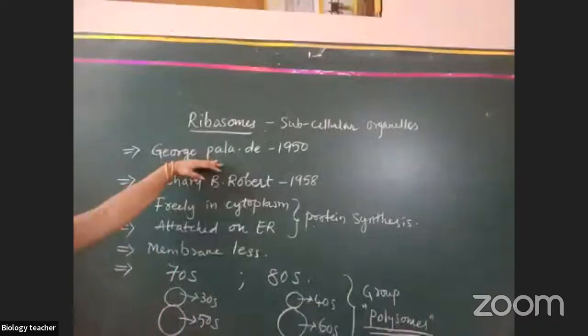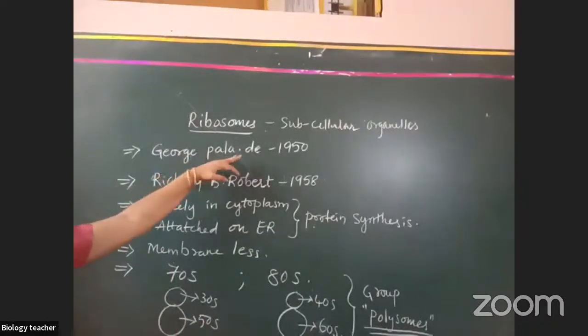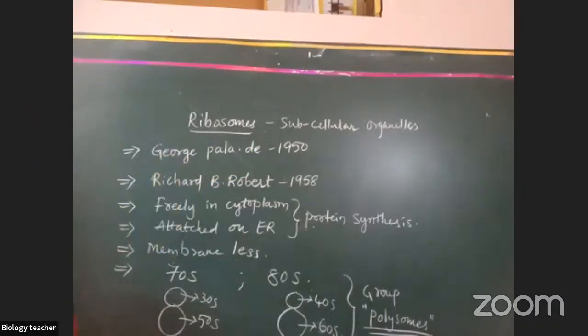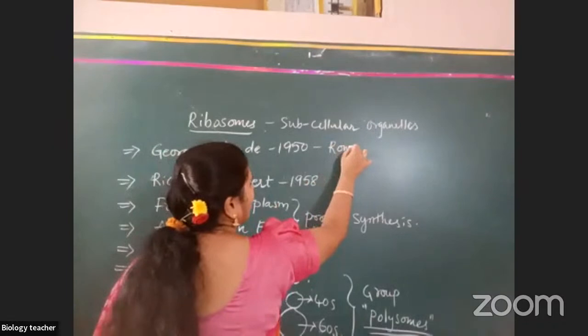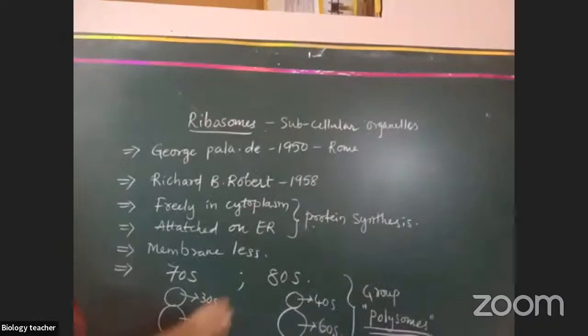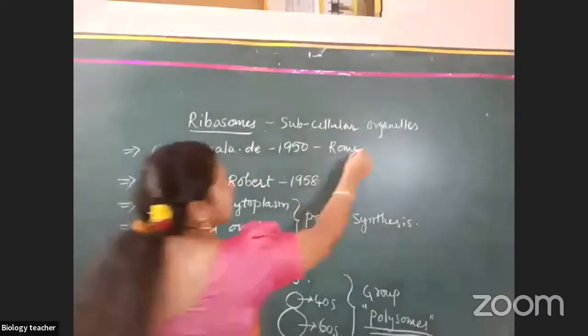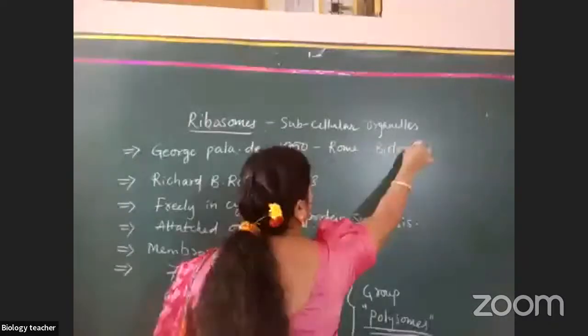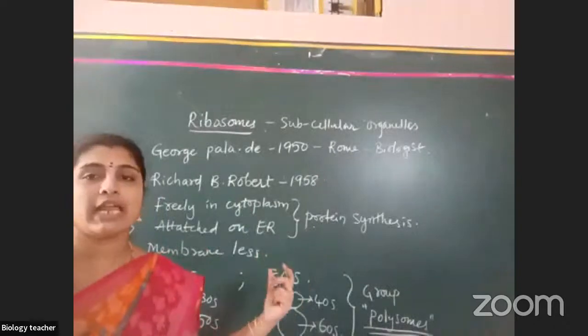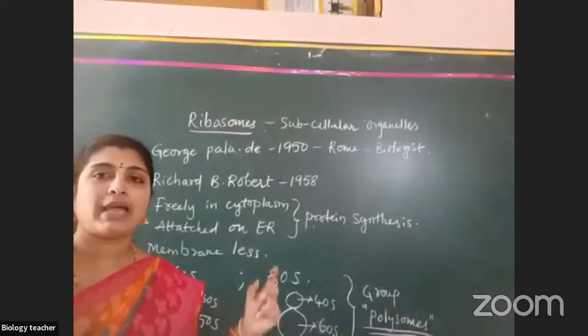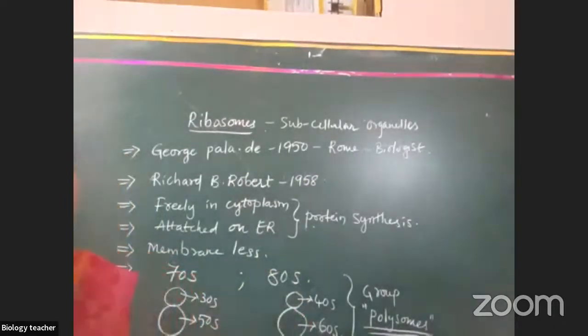They were first discovered by George Palade in 1950. He was a citizen from Rome, a biologist. He was the first person to discover ribosomes, with the help of a high resolution microscope, nothing but the electron microscope.